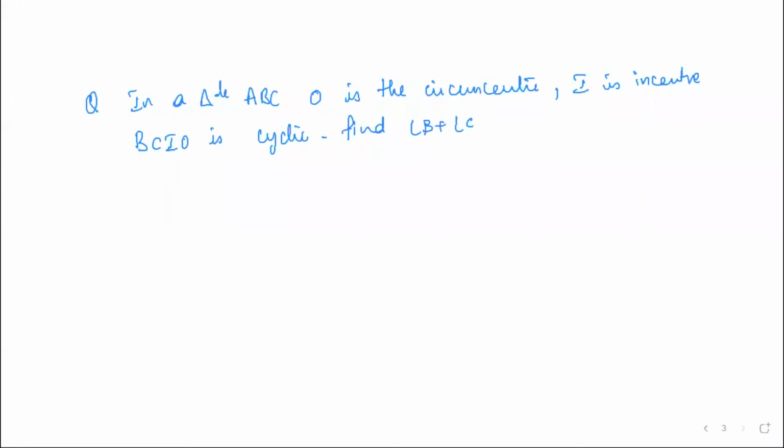Let's see another question. In a triangle ABC, O is the circumcenter and I is the incenter. BCIO is cyclic. Find angle B plus angle C. So let us construct a triangle here. Let's say this is a triangle ABC.